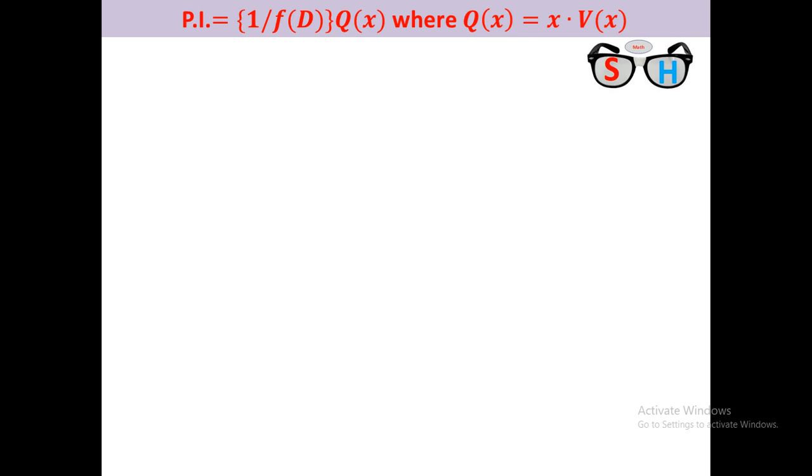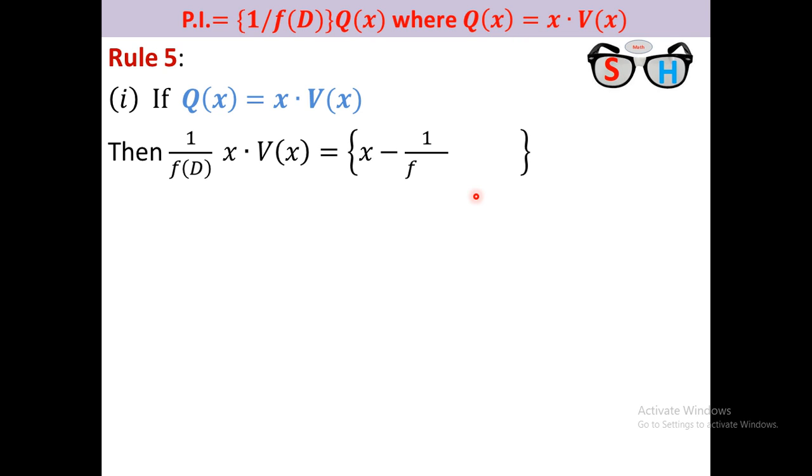Now we will go to the last rule, this is rule 5. Here we take Q(x) as a product of x and an arbitrary function V(x). What is the result? Just delete x, therefore 1 by f(D) of V(x). And since you delete x, we have to take another term: x minus f dash(D) by f(D), that is, x minus f'(D) by f(D), operating on 1 by f(D) of V(x).